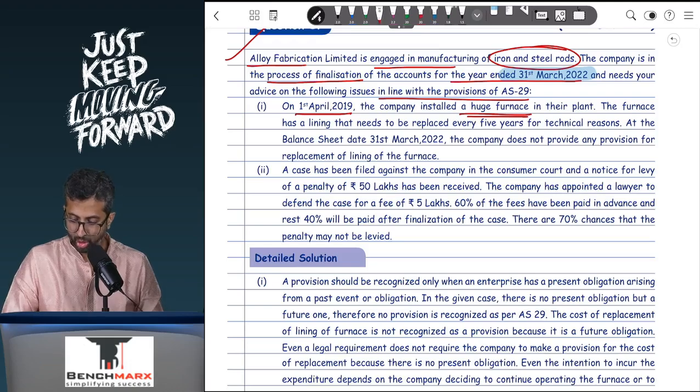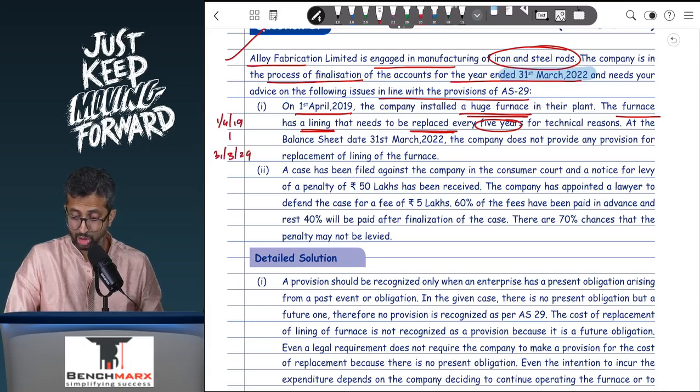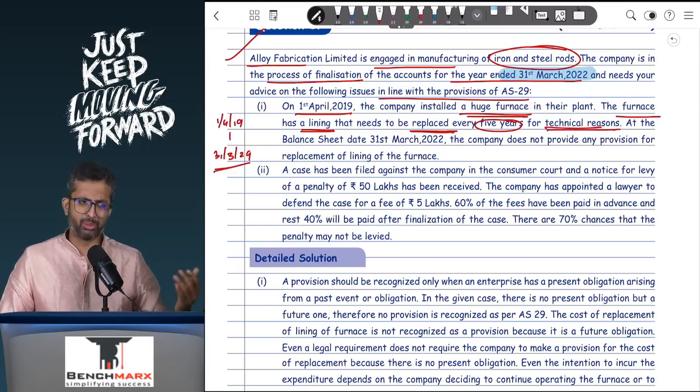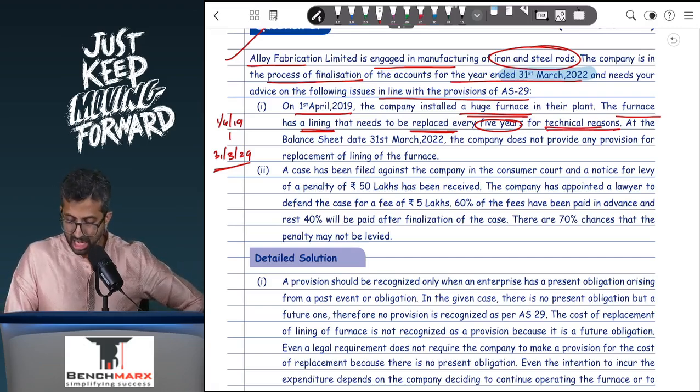Here we have installed a huge furnace in the plant. The furnace has a lining that needs to be replaced every 5 years, which means from 1st April 19, the replacement will happen probably by 31st March 24 for technical reasons. So it's not required by law, but every 5 years you will have to replace. At the balance sheet date on 31st March 22, the company does not provide for replacement of the lining of the furnace. That is correct.